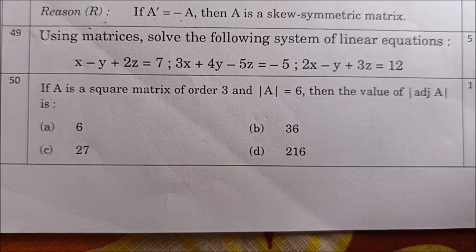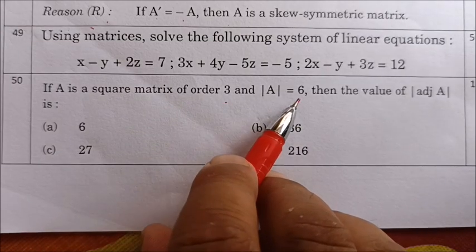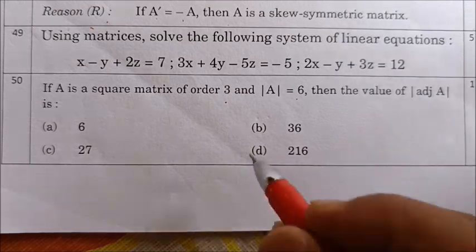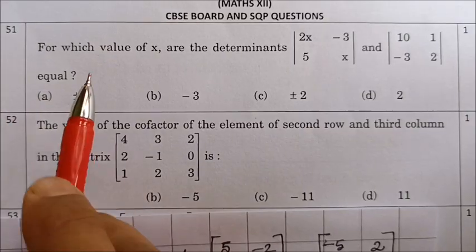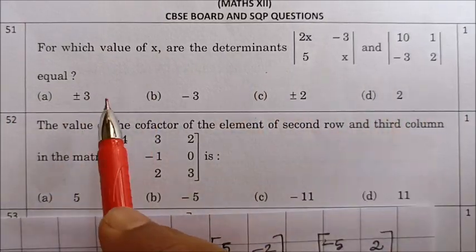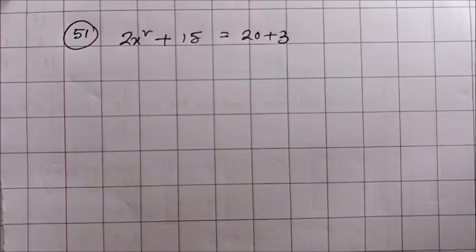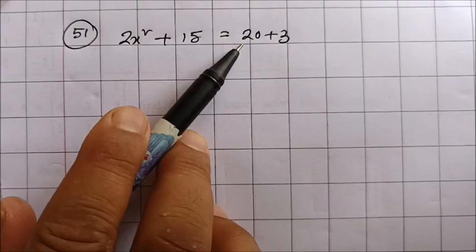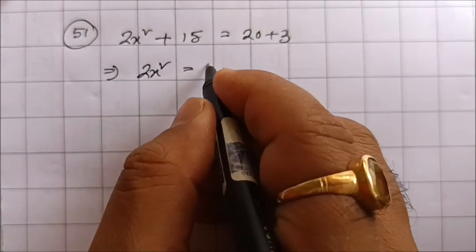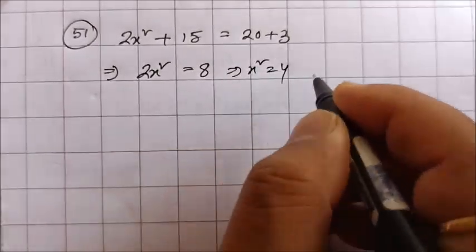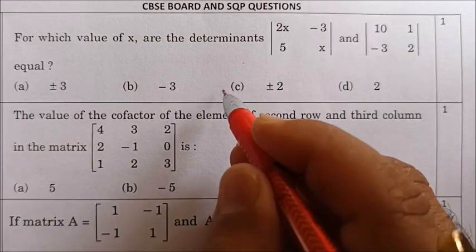Question number 50. If A is a square matrix of order 3 and determinant of A is 6, then the value of the determinant of the adjoint of A is 36. I am sure you understand this. Question number 51. For what value of x are these two determinants equal, this and this? If I take the left hand side determinant, that would be 2x square plus 15. The right hand side is 20 plus 3. If we equate them and shift the 15 to this side, we have x square equal to 4. So x will be equal to plus minus 2. So our correct option is C.